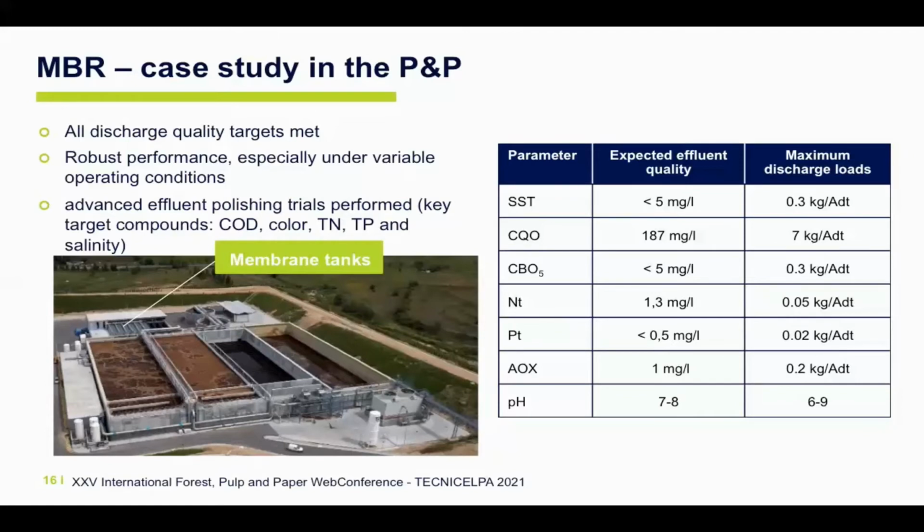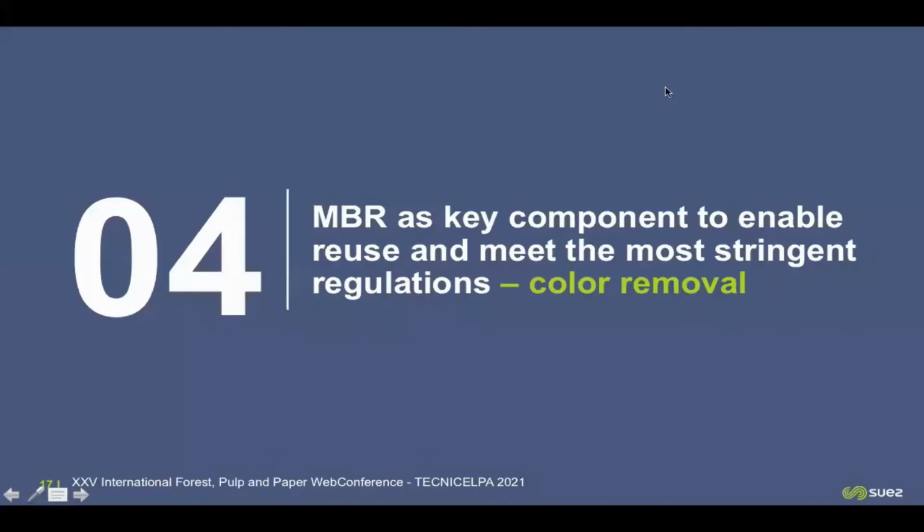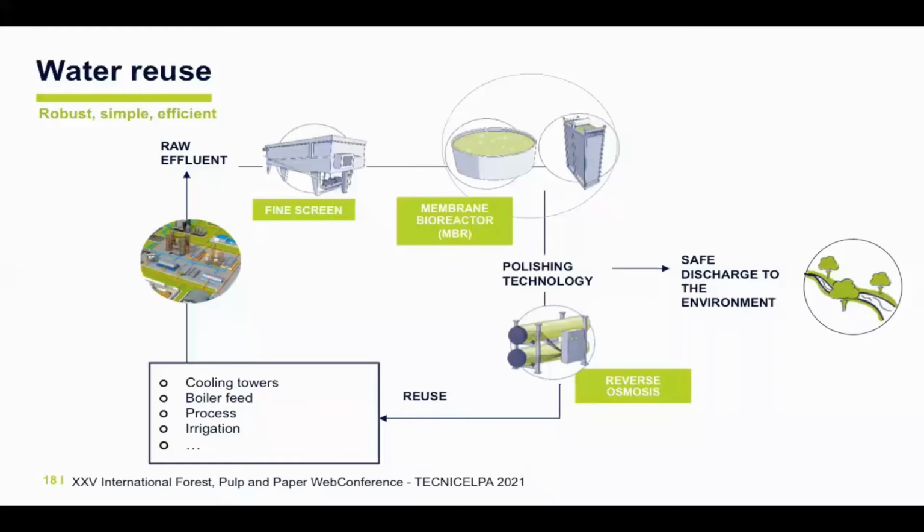Advanced effluent polishing trials were performed with very good results regarding COD, color, and salinity removal. The MBR is a key component to enable wastewater reuse and to meet the most stringent regulations, in particular color removal. As I've mentioned before, the MBR is the ideal technology when we are considering water reuse, because it produces the highest treated effluent quality and allows us to feed the wastewater directly to a polishing system.